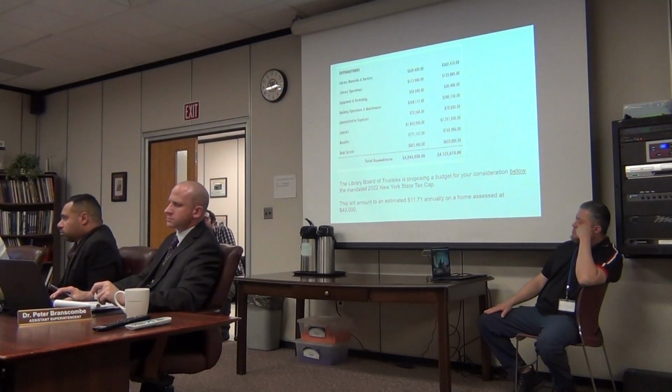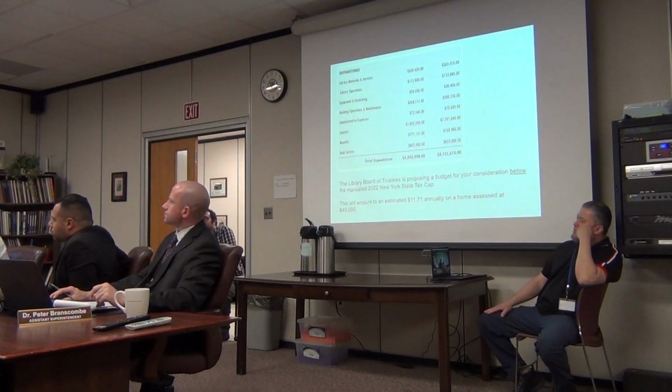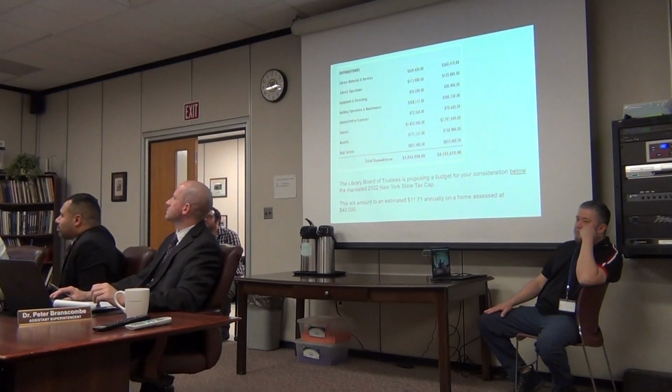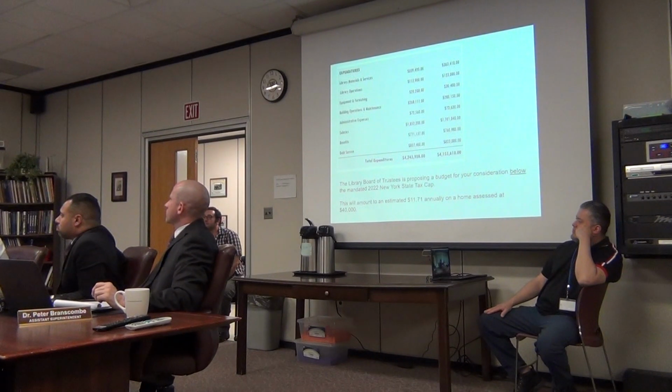So we are underneath the tax cap, just at zero for tax cap, and this will amount in an estimated $11.71 annually for the library increase, for a house assessed at $40,000.